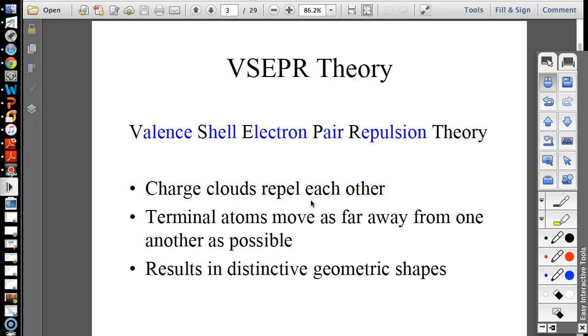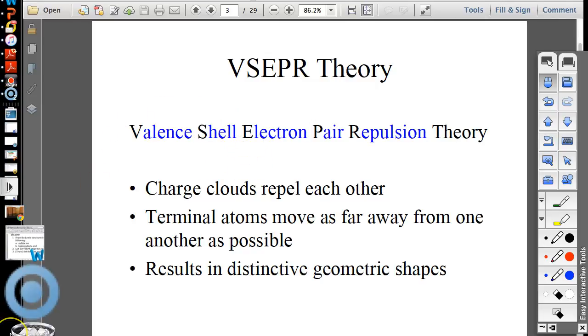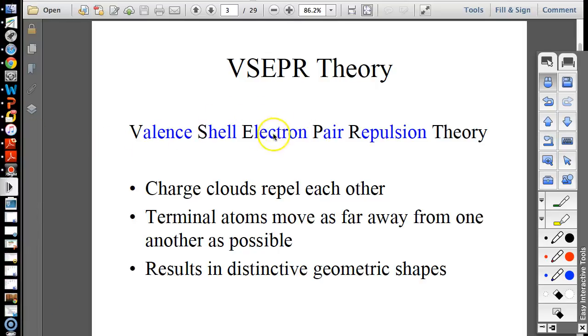So VSEPR, this is very intimidating looking, right? What are all these letters? But if you break it down, valence shell electrons. So those 3 words right there, that just means your outermost electrons, your valence electrons. So your outer electrons in the pairs, which is either going to be a lone pair or a bond, are going to repel each other. Outer electrons repel each other. That's all this giant acronym means. So no worries, and that's going to give you shapes because they're going to try to get away from each other.